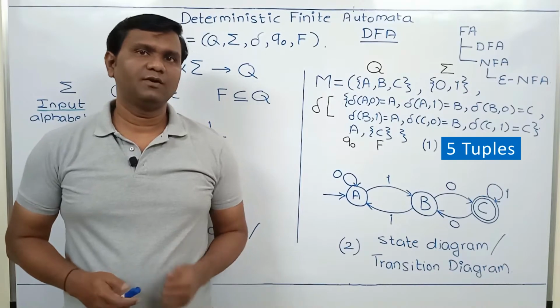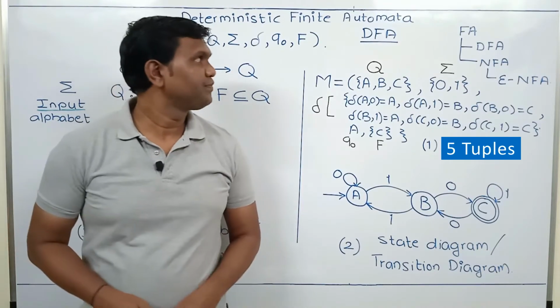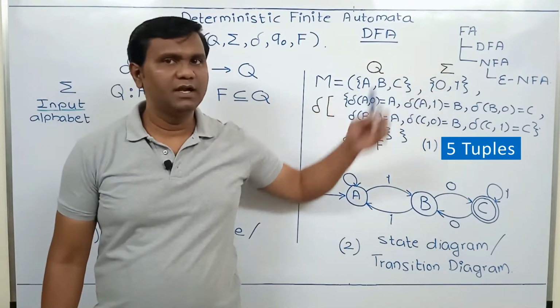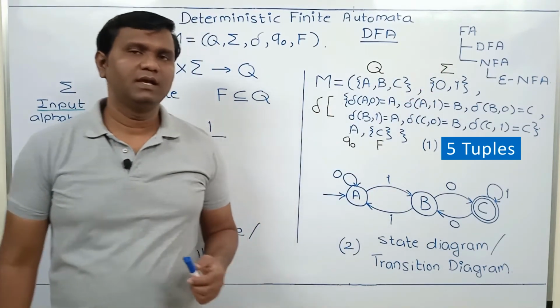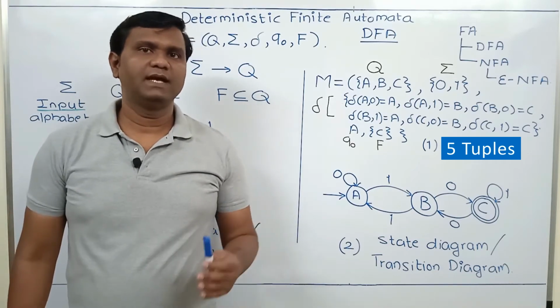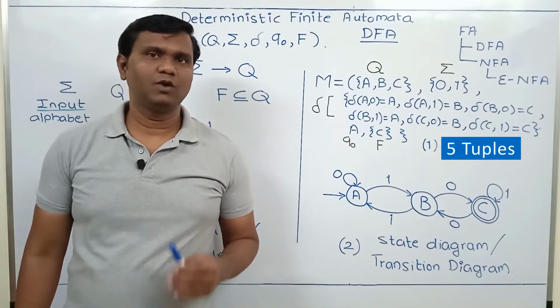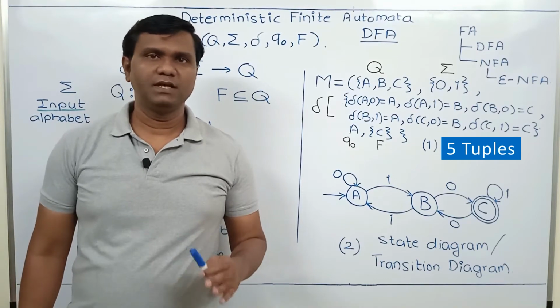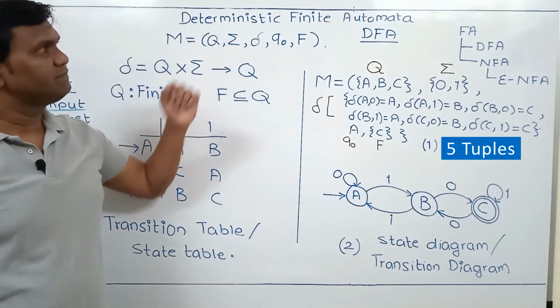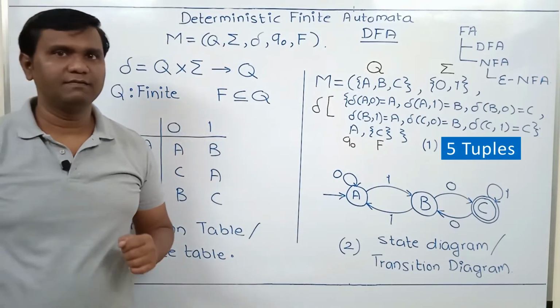Let's start with study of finite automata. Finite automata has two main types, DFA, deterministic finite automata, and NFA, non-deterministic finite automata. NFA has one special type, epsilon NFA, NFA with epsilon transitions. So we will start with deterministic finite automata or DFA.